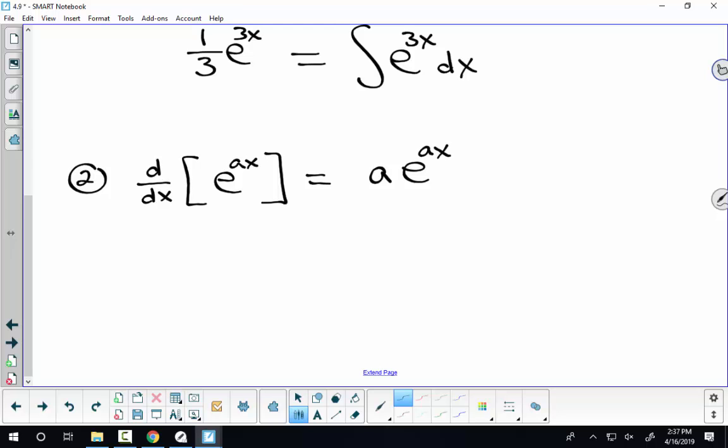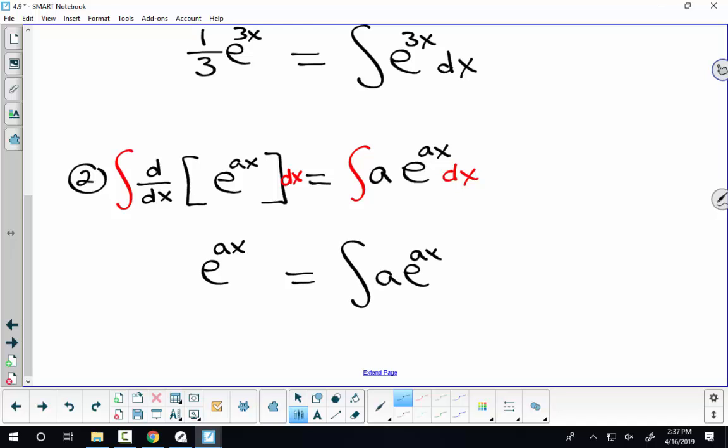The derivative of e to the ax is a times e to the ax. So then we know the antiderivative. If I take the antiderivative of both sides with respect to x, again, the antiderivative with respect to x and the derivative with respect to x on the left-hand side undo each other. We have e to the ax on the left is the antiderivative of a e to the ax.